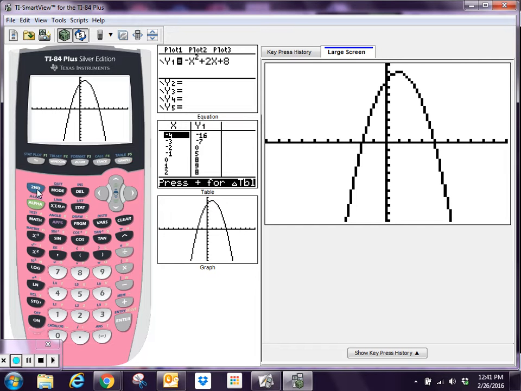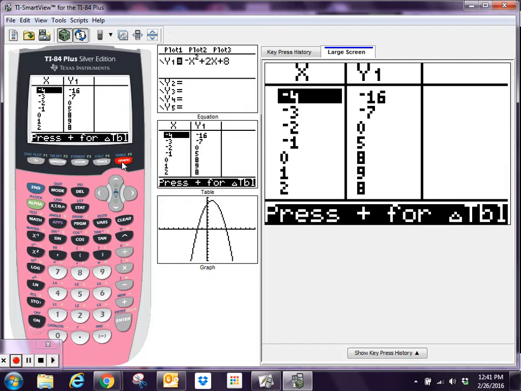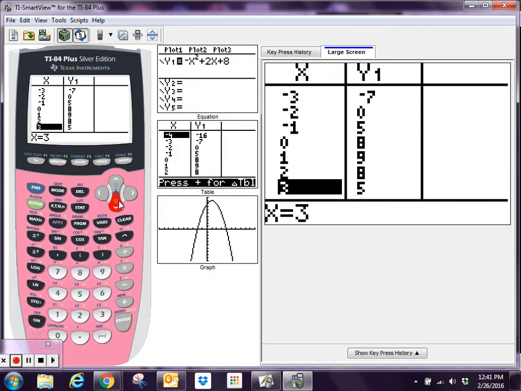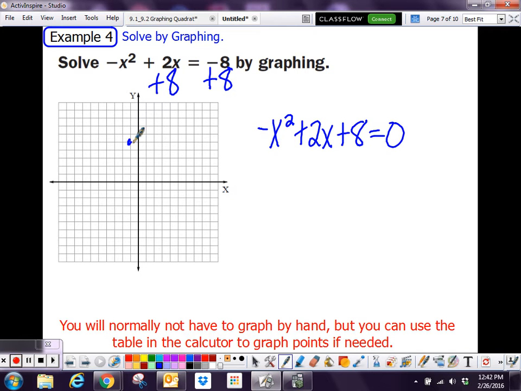Okay, so to do that, I'm going to go to my table. So I'm going to hit second graph and go to my table, and I'm going to take some points off of this. Okay, so how about, notice at 0, 8, 1, 9, and then 2, 8, it goes up and then it comes back down on the y values. That means 1, 9 is probably my vertex. So I'm going to start with negative 1, 5. I have 0, 8. I have 1, 9. I had 2, 8. And I have 3, negative 5. So this is what my parabola looks like. So if I were to ask you how many solutions do we have? We have 2. We've got one here, and we've got one here.